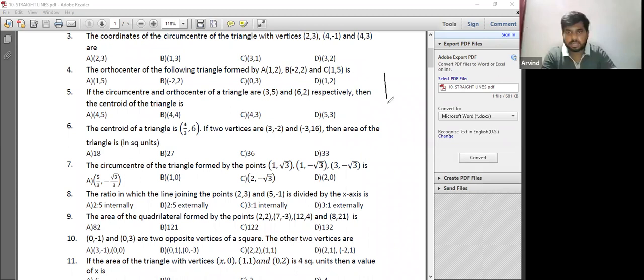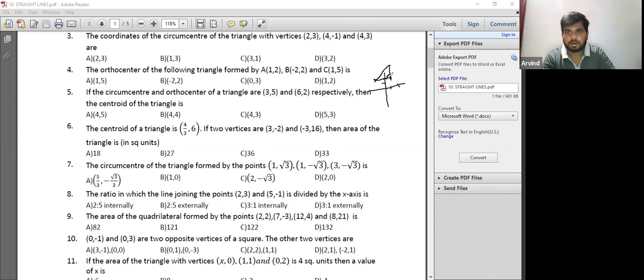So you take the x-axis and y-axis. So this is 1,2. Somewhere here you will get 1,2. Then -2,2 will be somewhere here, and 1,5 will be somewhere here. So you will be getting a right angle triangle like this. If you plot, you will get a right angle triangle like this.